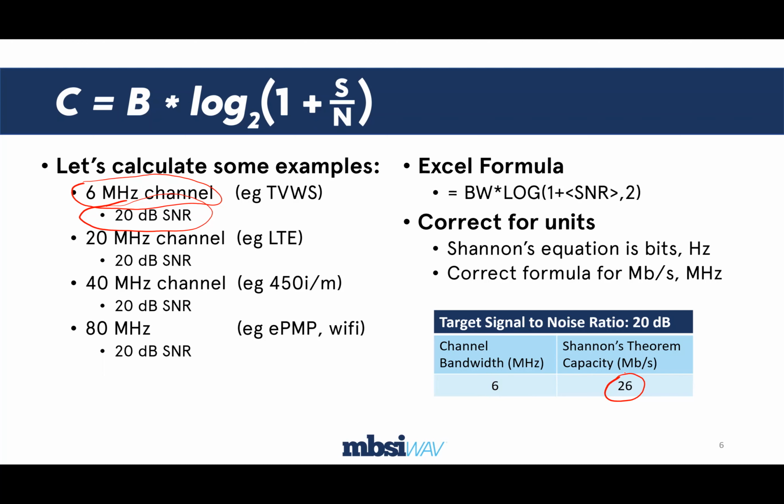In Shannon's equation, we're talking about bits and hertz, and because it's a logarithm, we can correct the formula for megabits and megahertz. And so we end up with a 6 megahertz wide channel, and we can calculate the number of megabits that we can support in that 6 megahertz channel. Let's look at some other examples here.